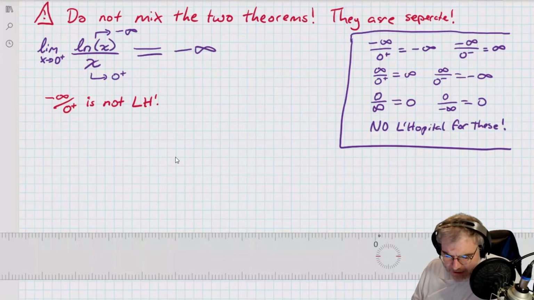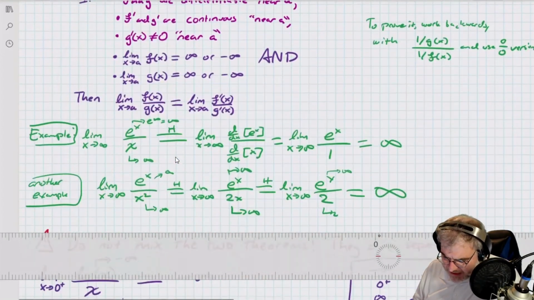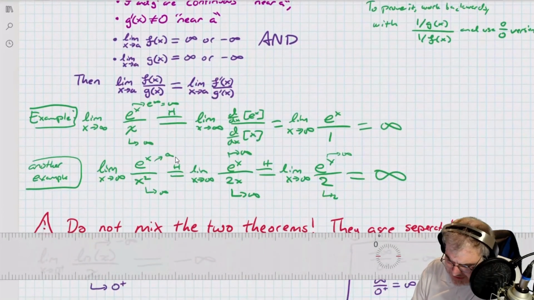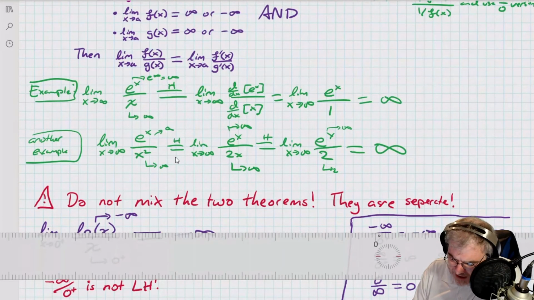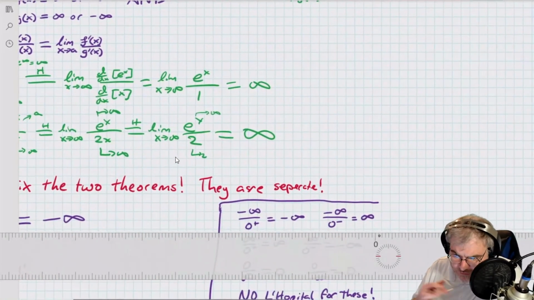Oh, okay. So why did I apply it twice in the previous example? I applied it twice because I had infinity over infinity. And when I took the derivative of the top and the bottom, I then got infinity over infinity again. And then once I got that, I got infinity over 2. It's hard to see because e to the x is its own derivative.